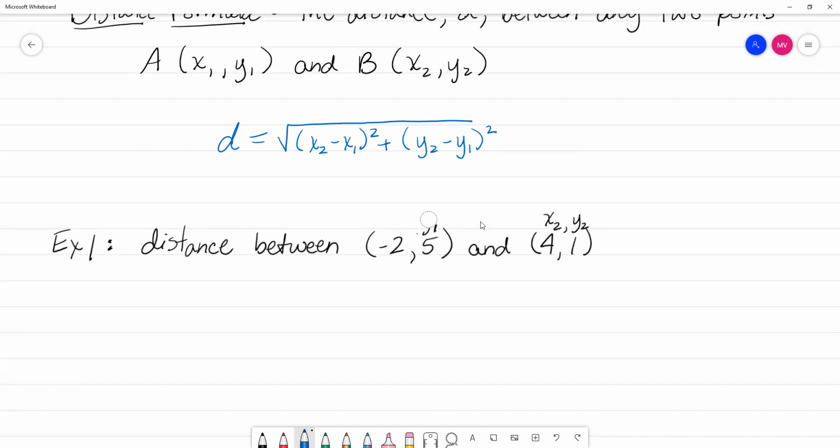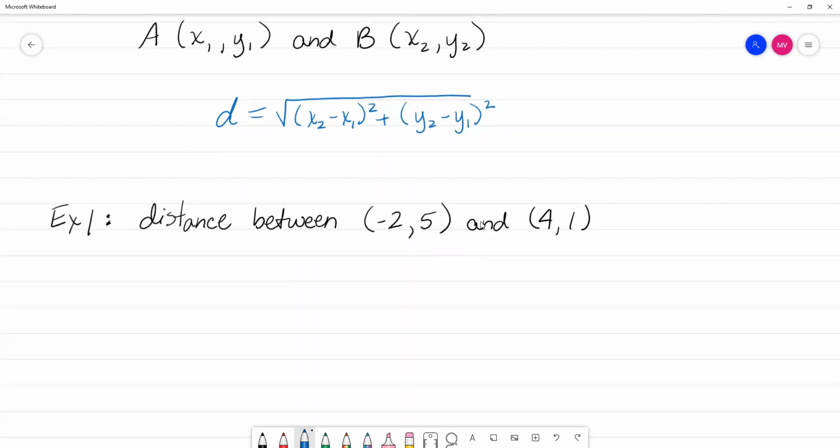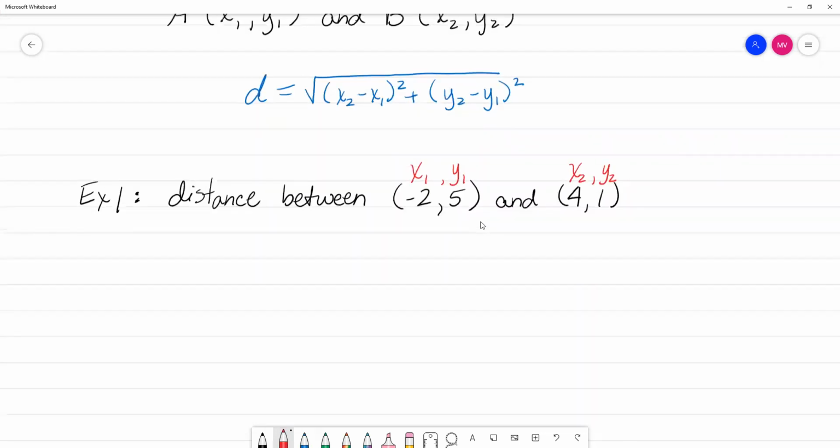So in this case, they've given us an example 1. They've given us a coordinate at -2, 5 and a coordinate at 4 and 1. So without having to graph and measure, you can go ahead and use this formula to calculate the distance. So I always like to label these. This is x1 and y1. This is x2 and y2. And if you even need more visual aid, you can go ahead and just label x1 equals -2, y1 equals 5, x2 equals 4, and y2 equals 1.